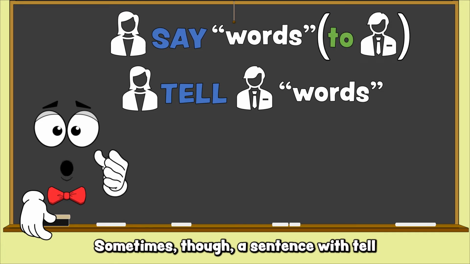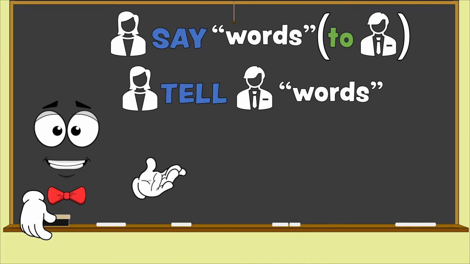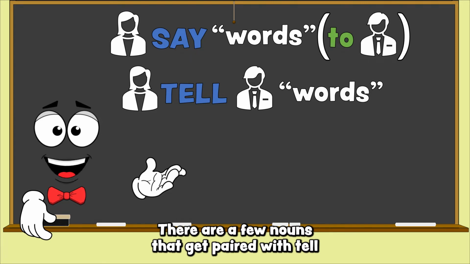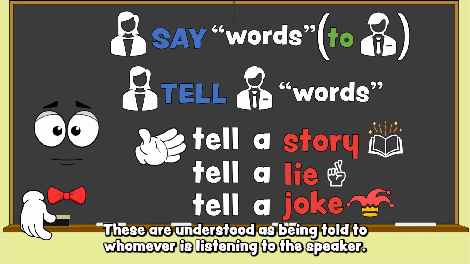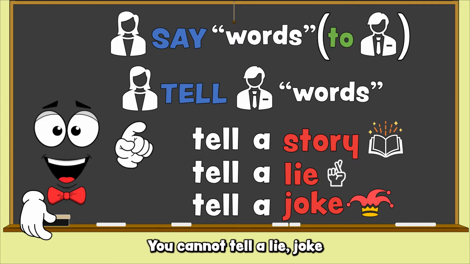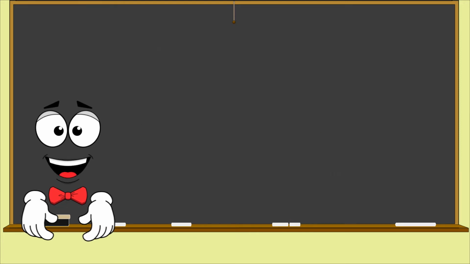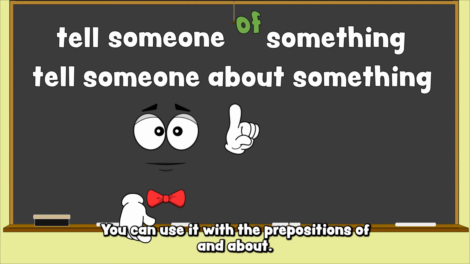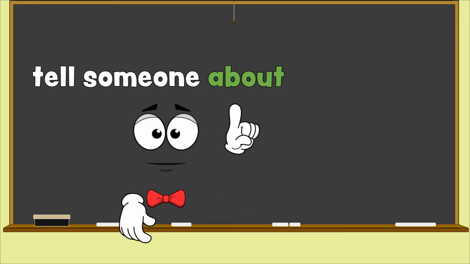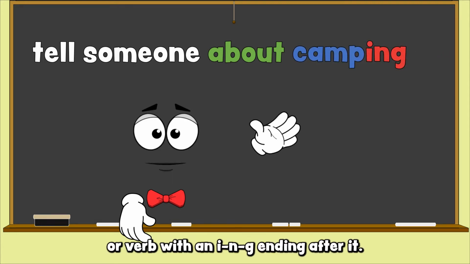Sometimes, though, a sentence with tell can leave out the listener if they are understood. There are a few nouns that get paired with tell, such as story, lie, and joke. These are understood as being told to whomever is listening to the speaker. You cannot tell a lie, joke, or story without someone listening. Lastly, because tell is not for specific speech, you can use it with the prepositions of and about. If you do this, you have to use a noun, noun phrase, or verb with an ing ending after it.